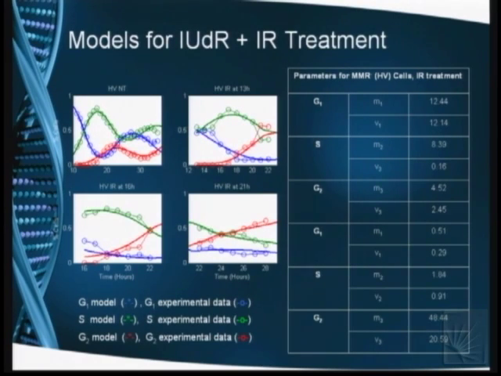And you can actually see that the mean value in G2 is pretty high. That actually corresponds to the biological fact that the cells are G2 arrested after IR treatment. Okay? And you can actually see that reflecting in the parameters of the model.